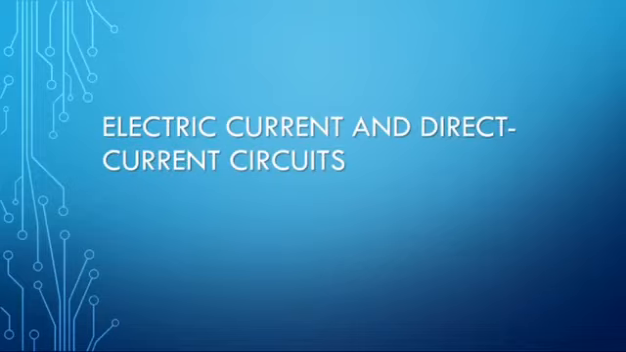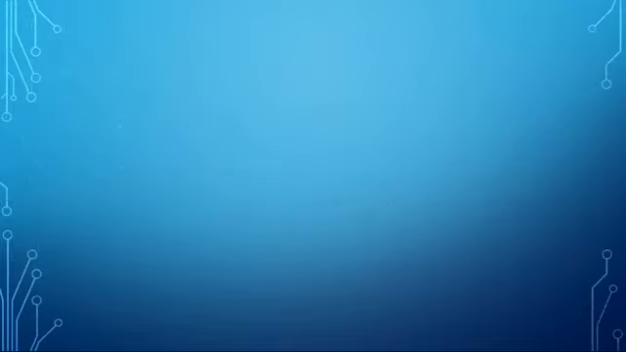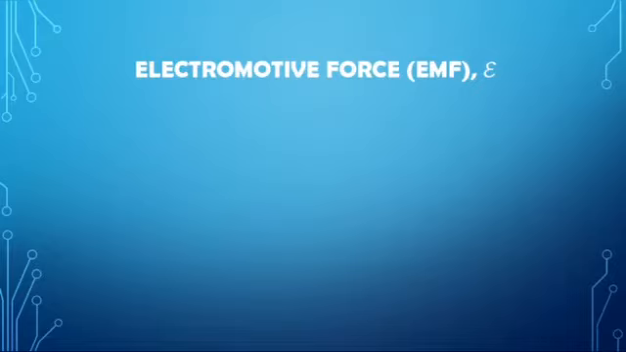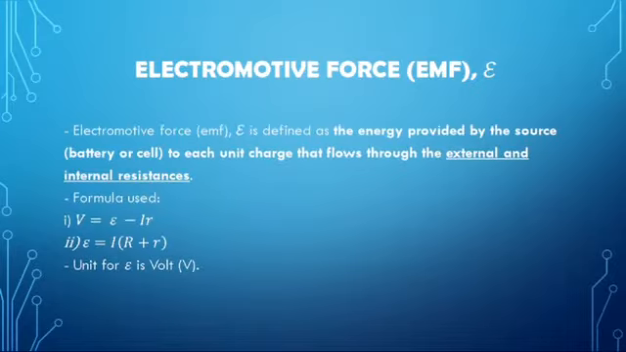Today I will present about the topic electric current and direct current circuits, for subtopic 3.4: electromotive force, internal resistance and potential difference. Electromotive force, or EMF. Electromotive force is defined as the energy provided by the source, which means battery or cell, to its unit charge that flows through the external and internal resistance.